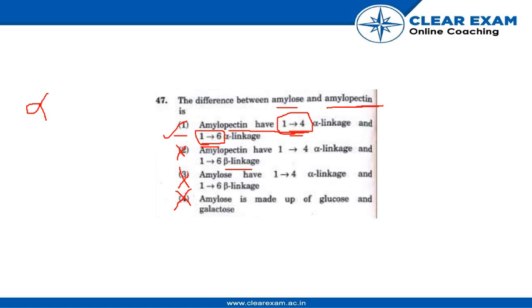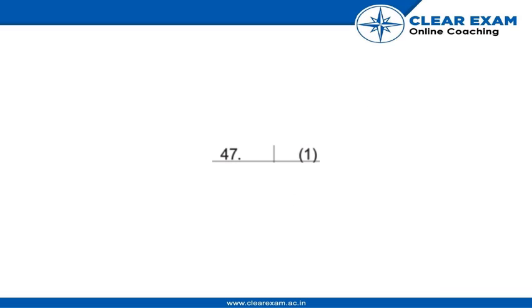Let's see in the next slide. Is this correct or not? Yes, this is correct. The answer is first, that is, amylopectin has both 1 to 4 and 1 to 6 alpha linkage.